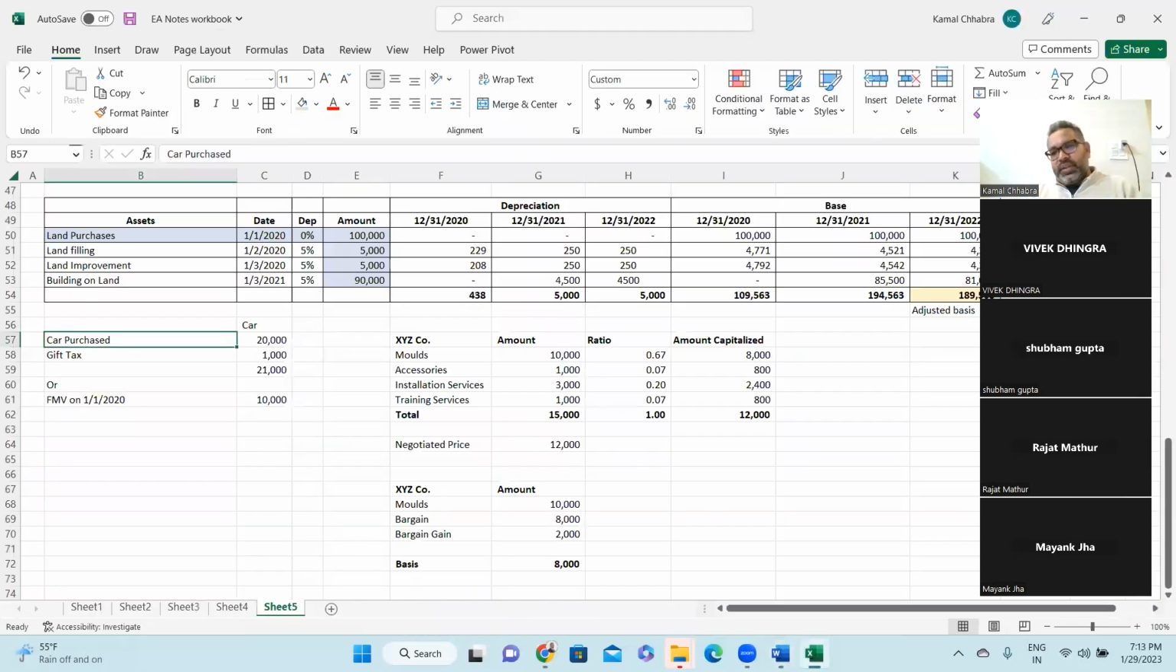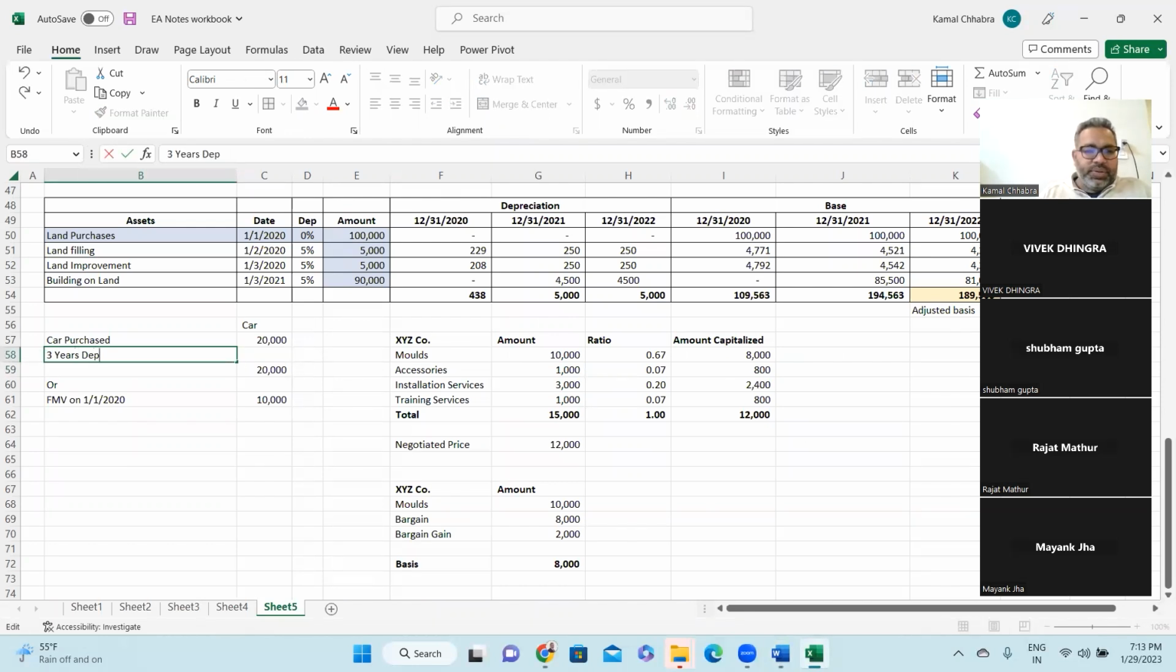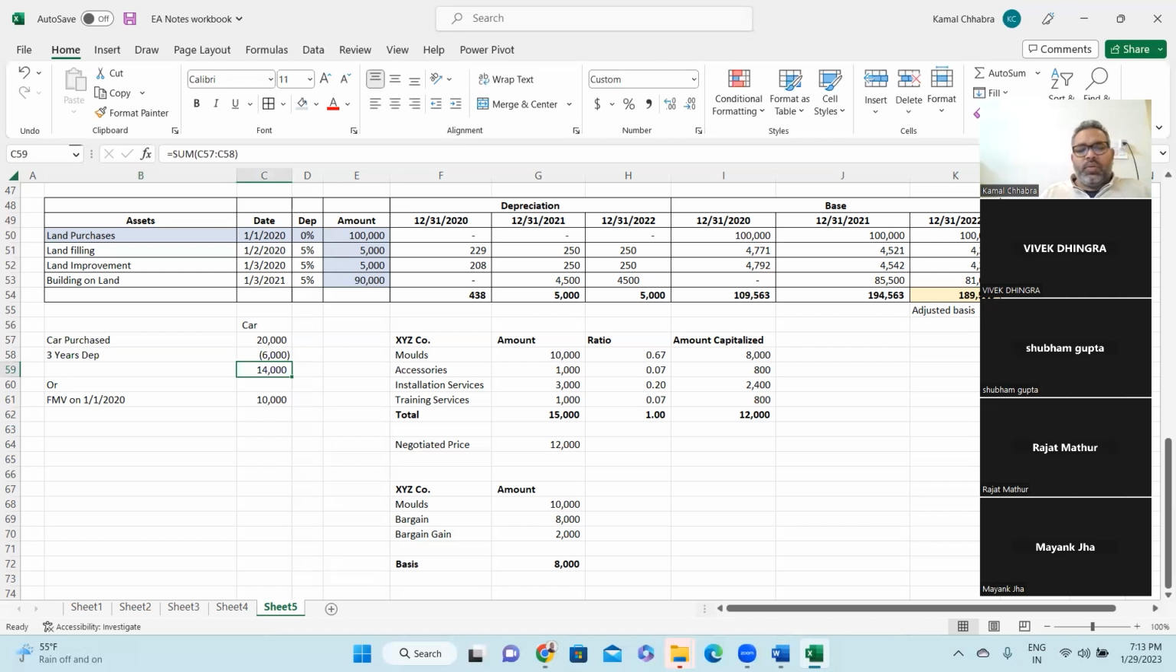Let's assume you have purchased a car for $20,000, and you use that car for, let's say, 3 years. And you incurred depreciation of, let's say, $6,000. So book value in your books is $14,000. But if you sell that car today in the market, it will generate $10,000. So fair market value is $10,000. So you need to consider in the books of the business the lower of these two, book value or the fair market value on the date of transfer, whichever is lower. So $10,000 you'll be considering. Make sense?